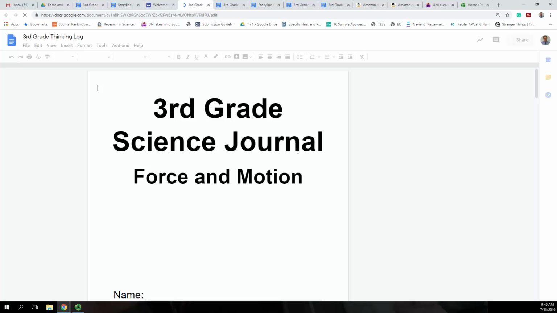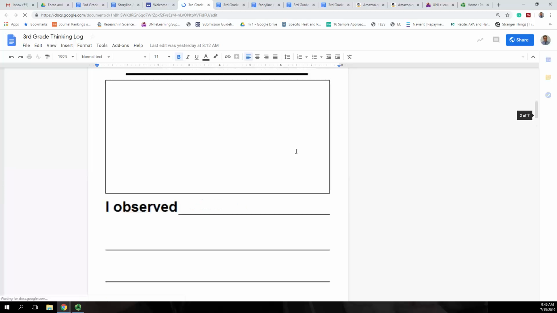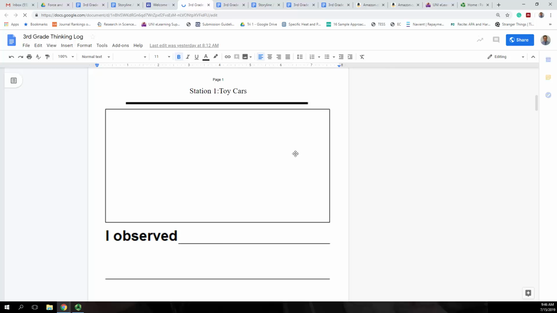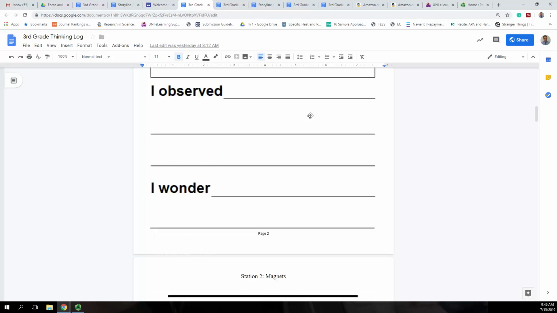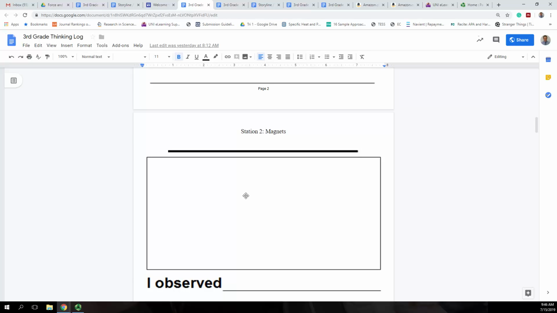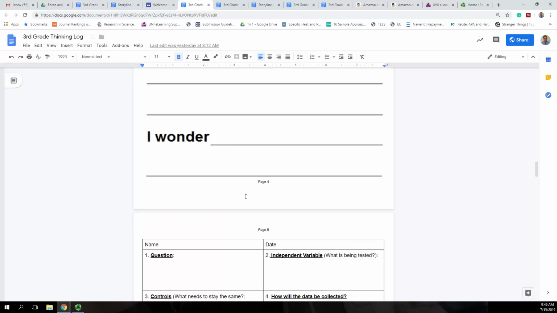If you go down here, what I would suggest is have them have 5 minutes without writing anything, just uninterrupted play. Then have them go to their thinking logs, draw pictures of what they observed, write out what they observed, and write out what they wondered. Give them 2 or 3 minutes to do that. Bring them in, rotate, and do the same thing with station 2 and station 3.